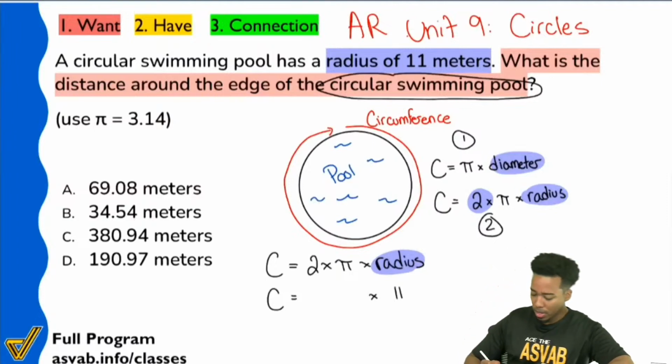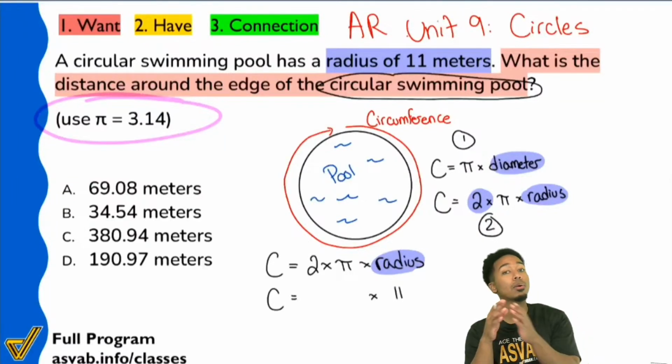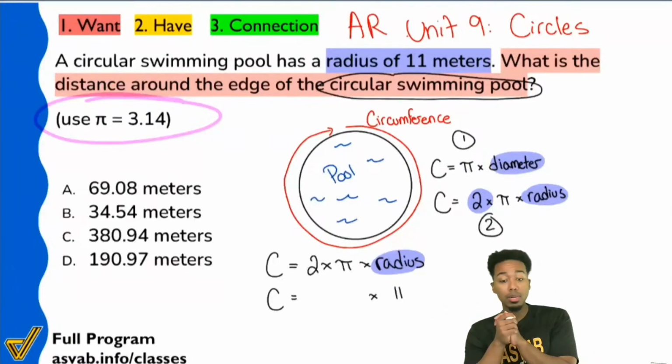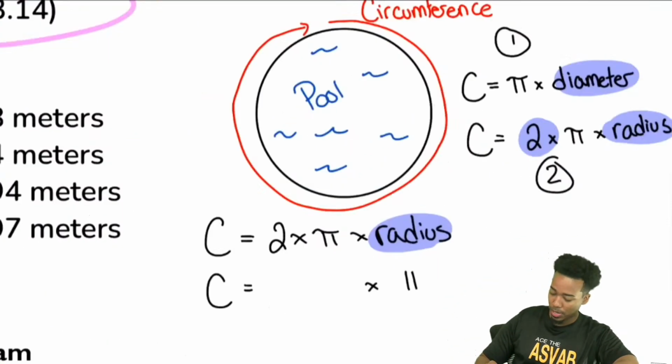3.14. How do I know? The problem tells you. Remember, everybody, it's not about what your gut says. It's about what the problem tells you to do. Sometimes they'll say leave it as pi. Sometimes they'll say use the replacement 3.14 for pi. They're at liberty to tell you either one. So it tells you 3.14, so that's what I'll do.